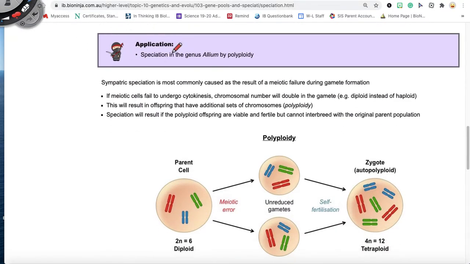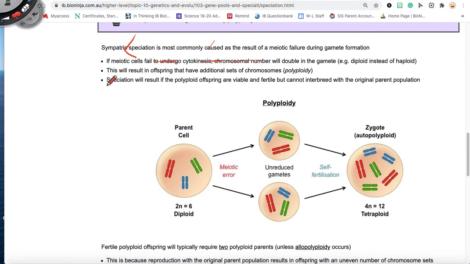In the application here, we're going to see the speciation in the genus Allium, which is a genus for different forms of onion. And we're going to see how the genus Allium can form these different species by a process known as polyploidy. We're going to look at what that process is in just a second. Just like I mentioned, sympatric speciation is when you have some type of reproductive isolation due to some type of genetic abnormality. The most common cause of this genetic abnormality is meiotic failure during gamete formation.